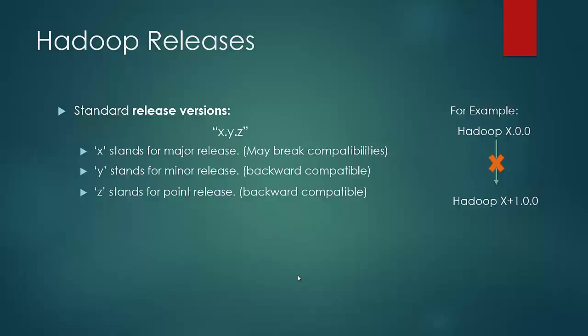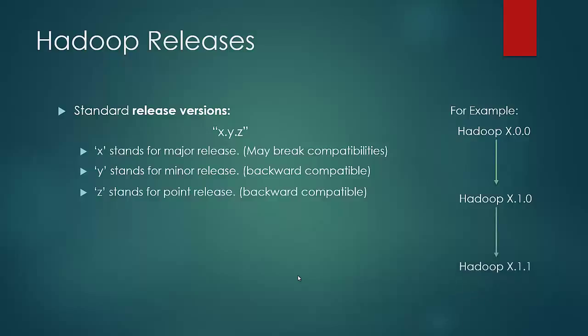Hadoop code won't break the compatibility between the minor and point releases, which means the code written in Hadoop x.0.0 would be compatible with the minor release x.1.0 and the point release x.1.1.